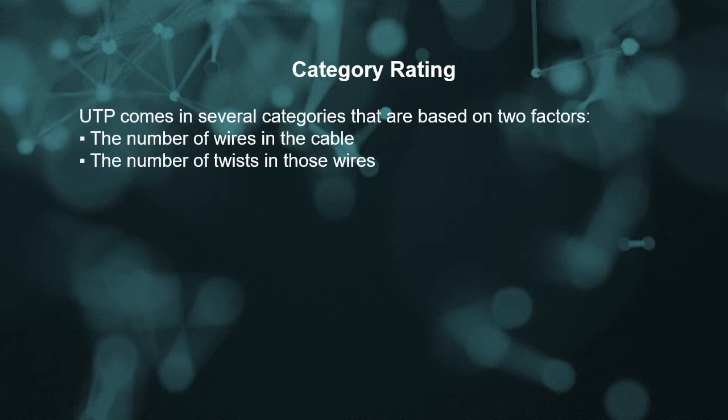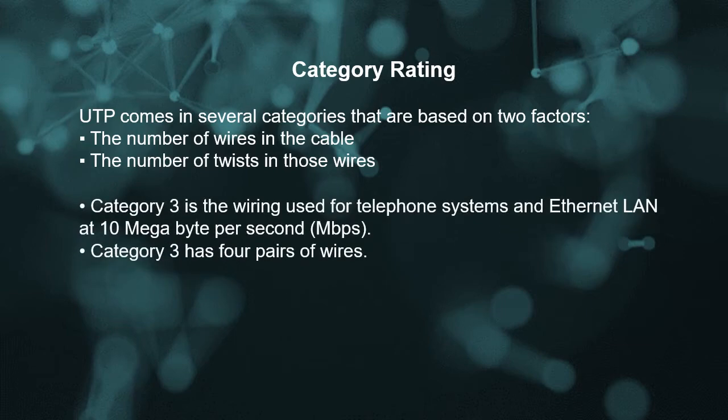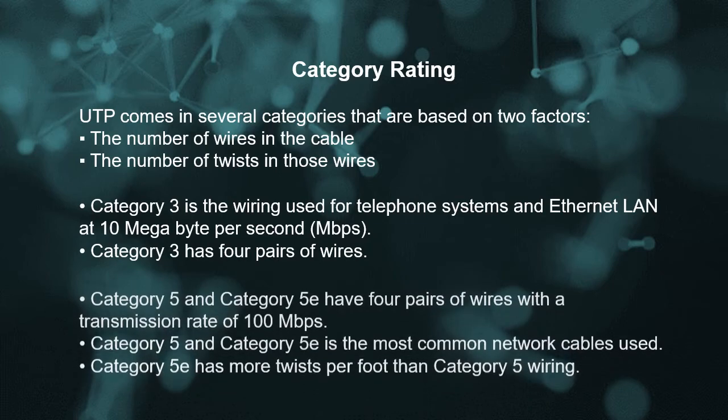So UTP comes in several categories that are based on 2 factors: the number of wires in the cable and the number of twists in those wires. Category 3 is the wiring used for telephone systems and Ethernet LAN at 10 Mbps. Category 3 has 4 pairs of wires.